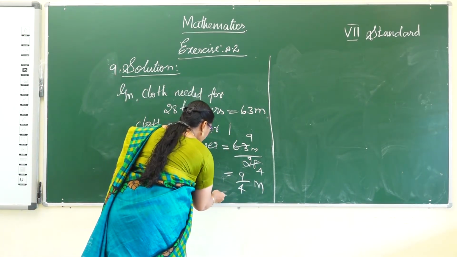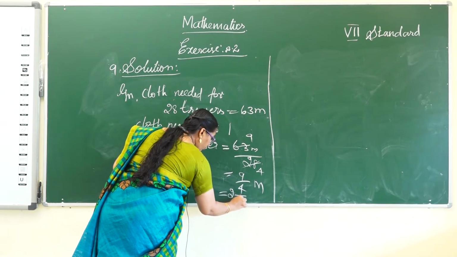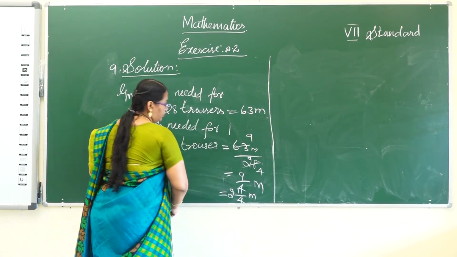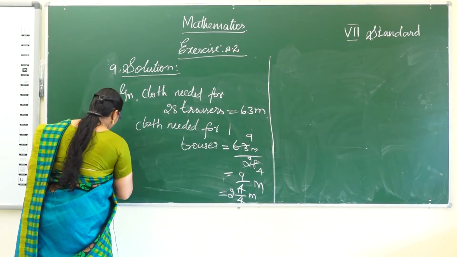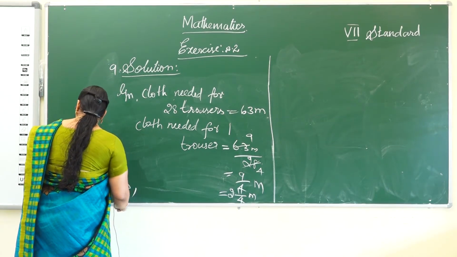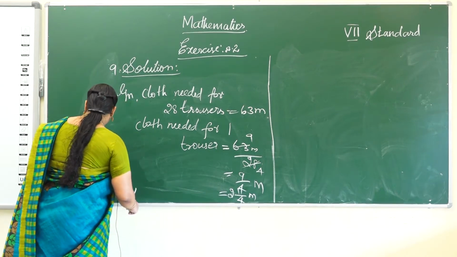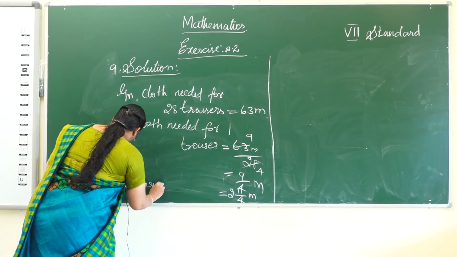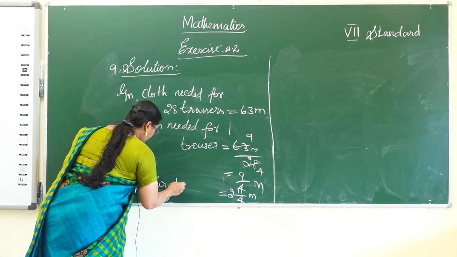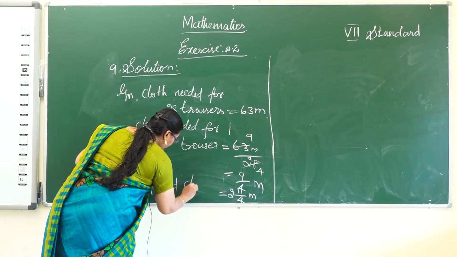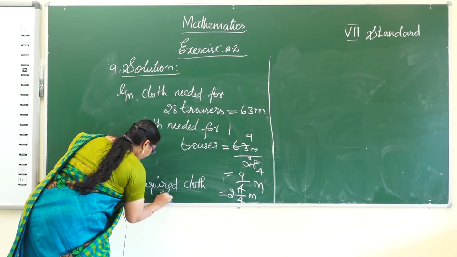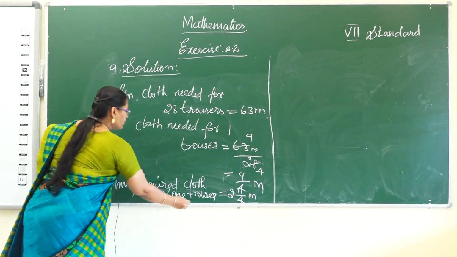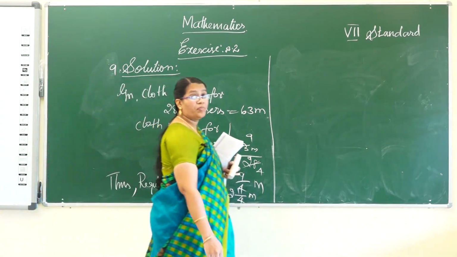So it can be written as a mixed fraction. So how do you write? 4 twos are 8 plus 1. Okay, so in another way, 2 1/4 meter. Thus the cloth required for one trouser is equal to 2 1/4 meter.